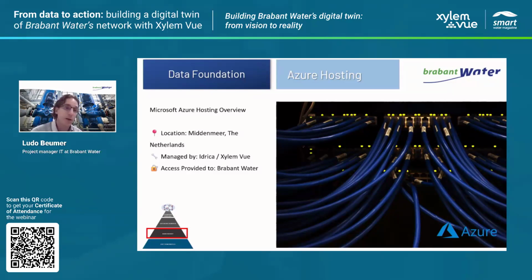So in Middenmeer, we have a data center for Microsoft, and we chose zone redundancy. That means that at Middenmeer, we have two physical buildings with the solution, so if something happens to one, the other one takes over. If needed in the future, we also can go for geo redundancy in another country.